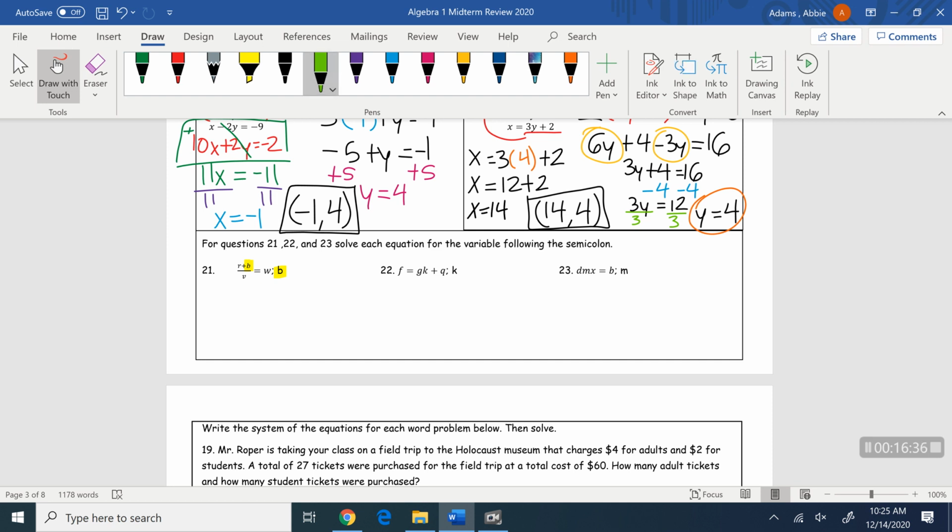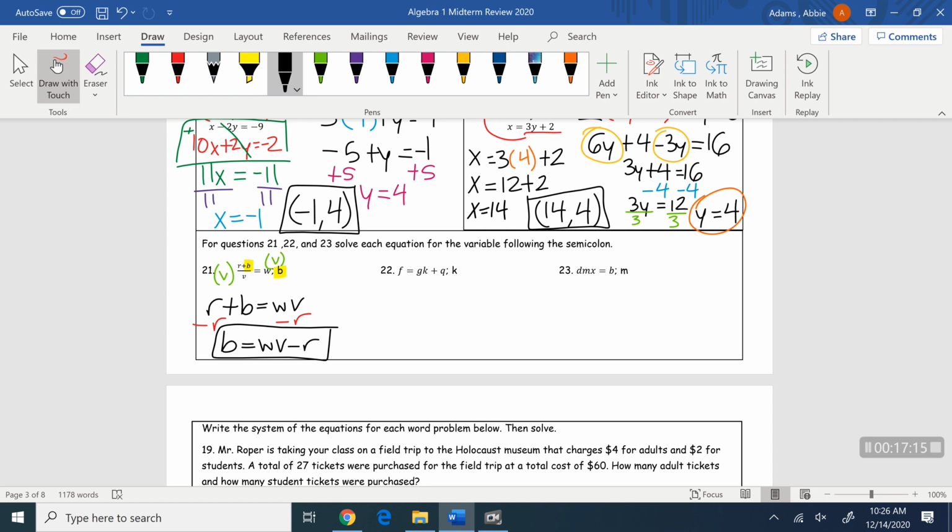First thing we're going to have to do to both sides is multiply by v. We want to get that v out of our denominator. So now I'm going to have r plus b is equal to wv. And now we just have to do the opposite operation, because currently r is being added to b, and to take away r from b, I'm going to have to subtract. So I'm going to subtract r from both sides. So isolating my variable b, I'm going to have the equation b equals wv minus r.